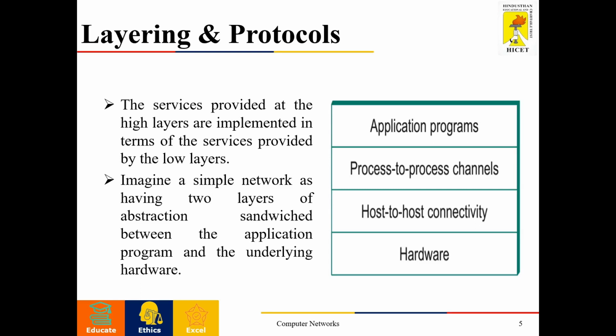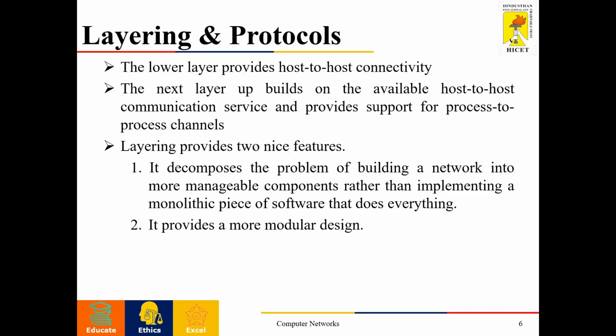So the services provided at higher layers will be implemented in terms of services provided by the lower layers. If we have a simple network having two layers of abstraction between the application program and the underlying hardware, we'll have process-to-process channels and host-to-host connectivity. The lower layer provides host-to-host connectivity, which abstracts the fact that there may be a complex network topology between two hosts. The next layer builds a host-to-host communication service and provides support for process-to-process channels. It abstracts the network, which occasionally loses messages, for example.